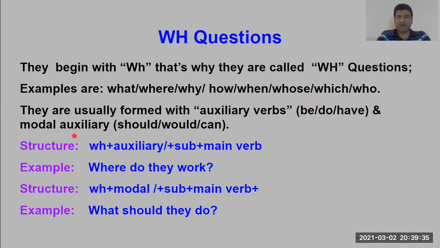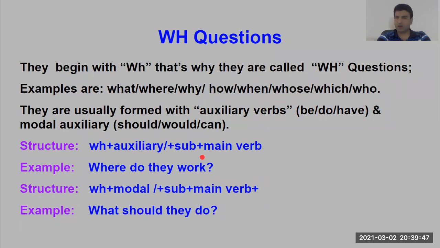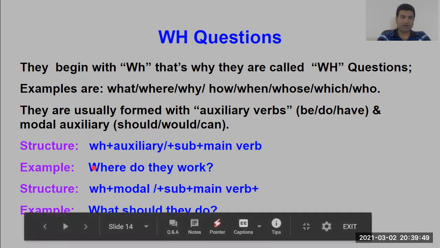There are different structures which are used with WH question words. So let's have a look at them. The first one is WH question word plus auxiliary plus subject plus main verb. So let's look at the example. Where do they work? Where is the WH question word, auxiliary is do, subject is they, main verb is work. So that is, where do they work?